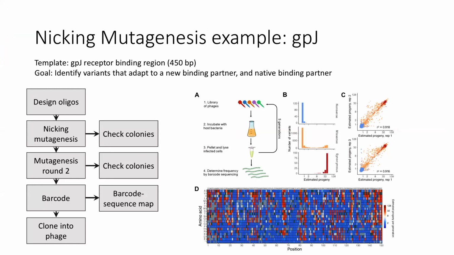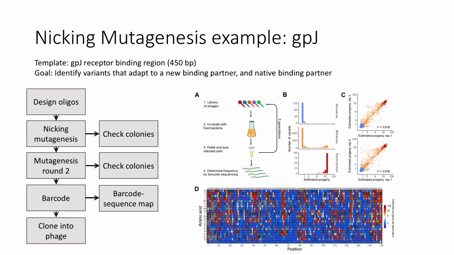So I was able to use this strategy to study a phage protein called GPJ. The basic strategy was to design oligos, do nicking mutagenesis, and then Sanger sequence a bunch of them and see what I got. I saw that my library was about 30% wild type, which was higher than I wanted.